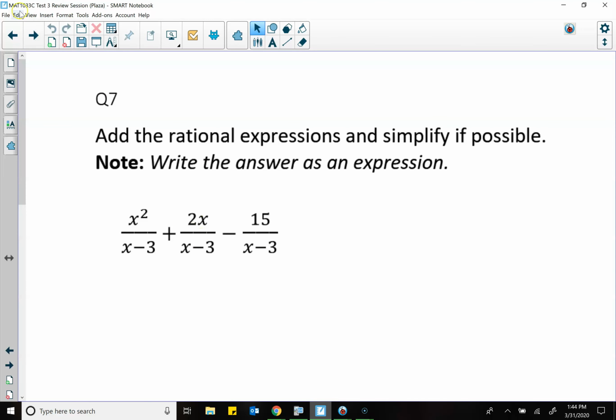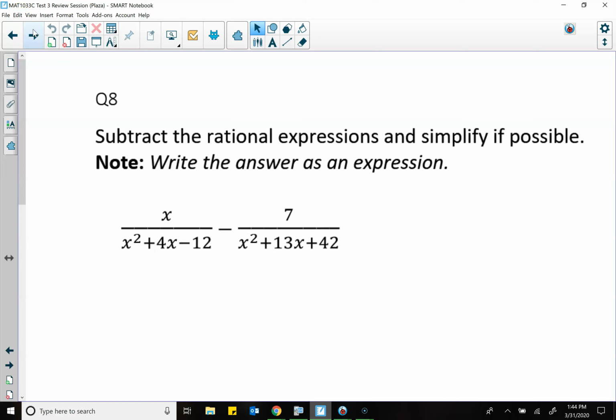Moving on to question number 8. If memory serves right, I believe this is another adding, subtracting, but we have unlike denominators. All right, so let me write this down. So we got x over x squared plus 4x minus 12 minus 7 all over x squared plus 13x plus 42.